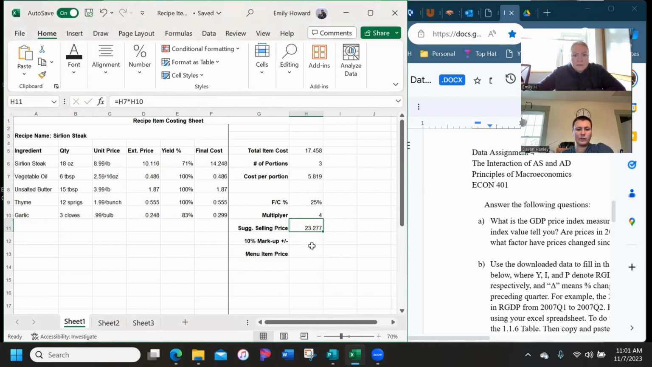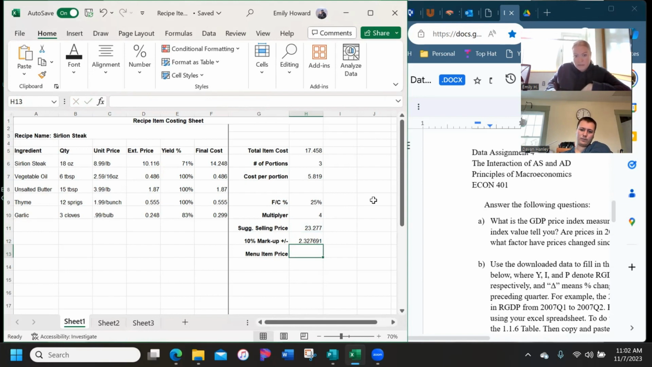Okay. And then your 10% markup, you're going to do equals. I'm going to write that down, it's a lot of stuff to remember. Okay, 10% markup is your suggested selling price times 10%, and then hit enter.